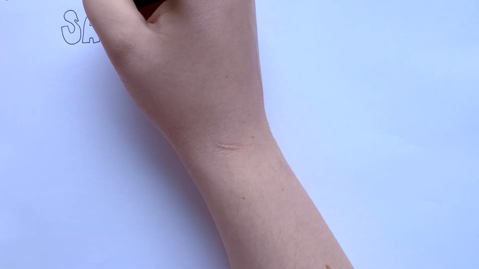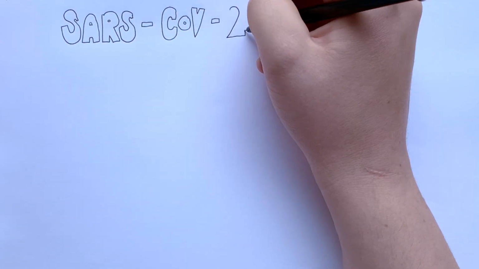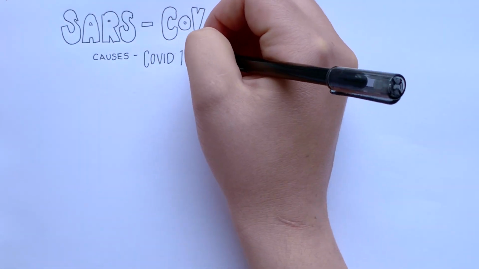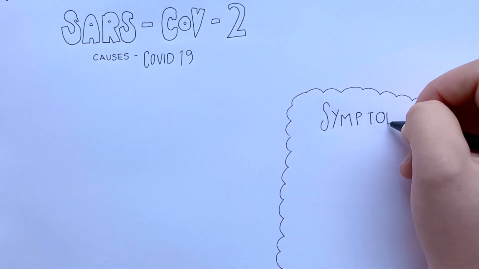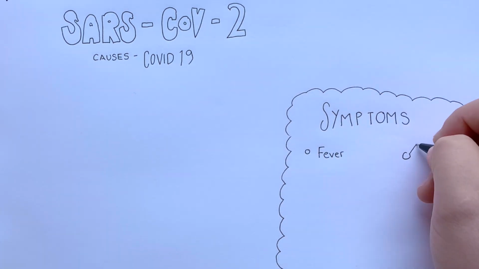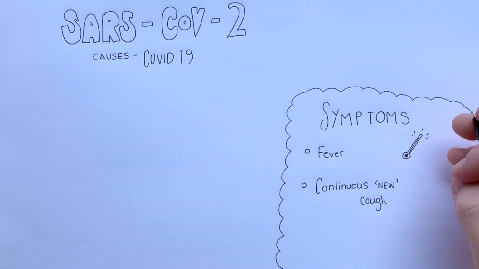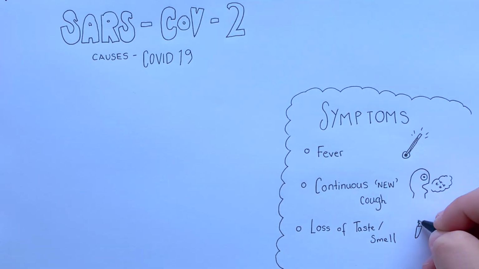This video is on severe acute respiratory syndrome related coronavirus 2, or as we like to know it, the virus that causes COVID-19. Now, symptoms of COVID-19 include a fever, so that's usually a temperature over 38 degrees, a continuous new cough, which is a bit fuzzy as to what it actually is, and most recently a loss of taste or smell.